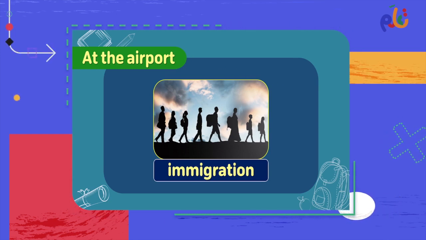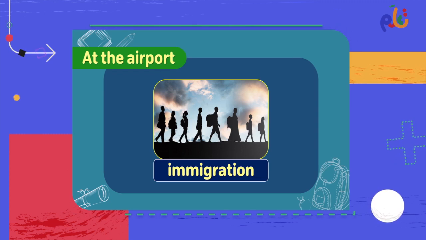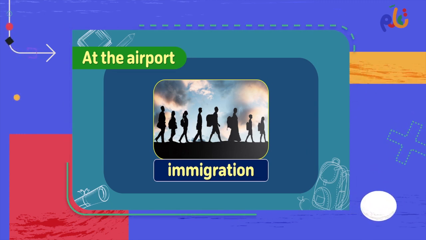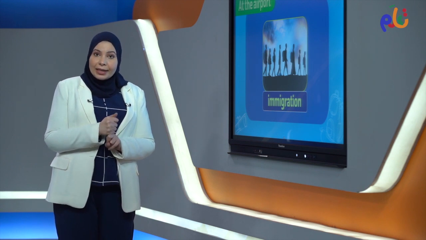And we have immigration. Immigration is an office, or immigration is a department. This department is concerned with people who come from outside the country. They want to make sure that they are here legally and they are staying for the period that their visa states. What do you mean by that?